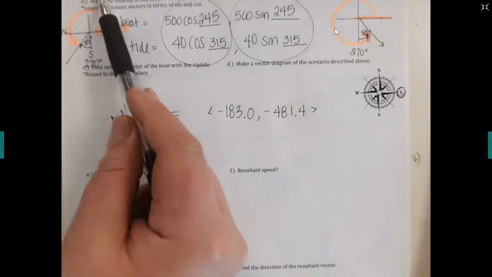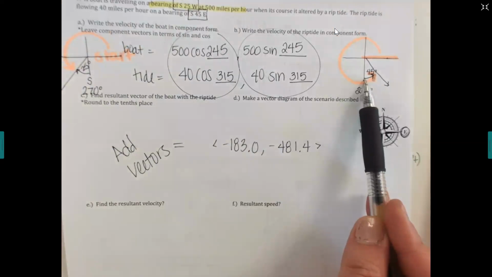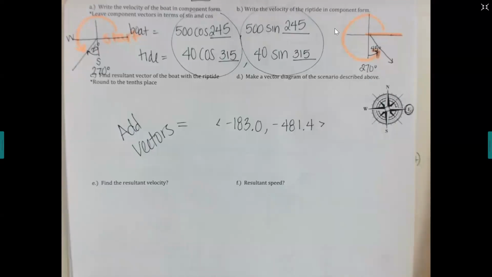Wait, no, 40 is the miles per hour. Oh. 45 is what we added to 270. You know what I mean? Okay, were those numbers right? So we all getting okay.